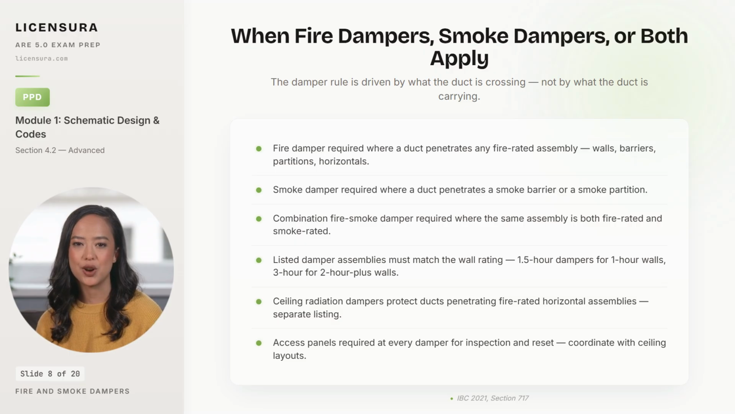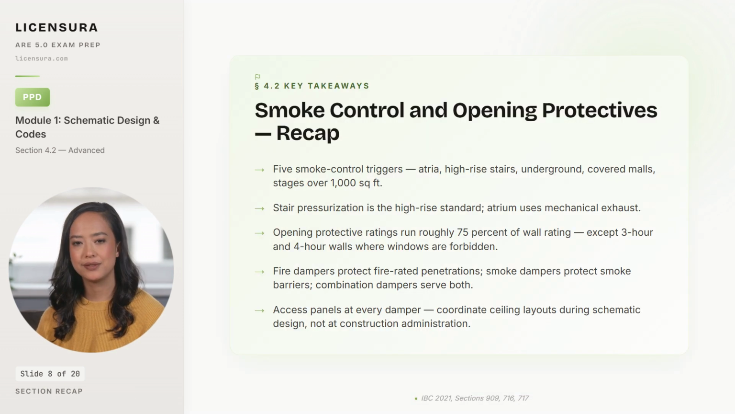Walk away with the smoke control framework as a unified rule set, not 5 disconnected sections. 5 takeaways from smoke control and opening protectives. First, the IBC names 5 conditions that trigger active smoke control: atriums, high-rise stairways, underground buildings over 60 feet below grade, covered malls, and stages over 1,000 square feet. And each one routes to a specific system type.